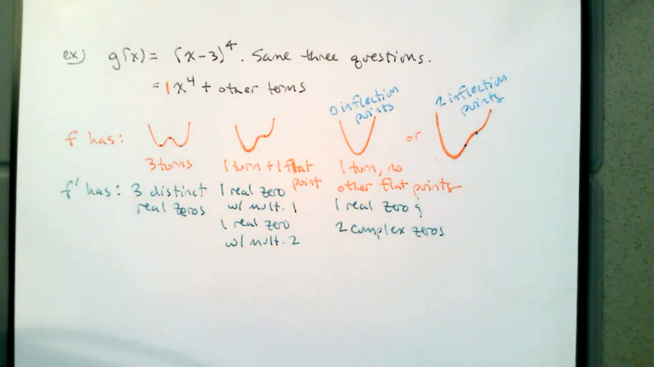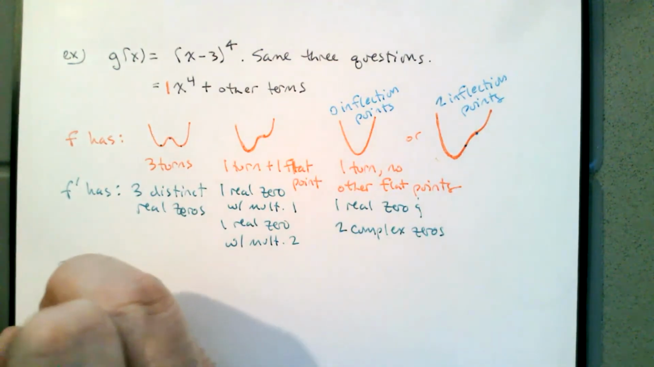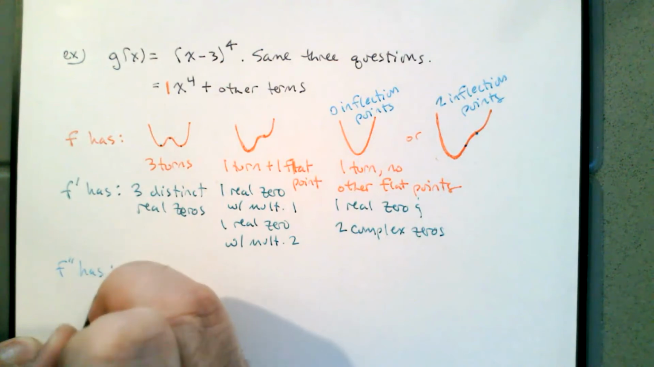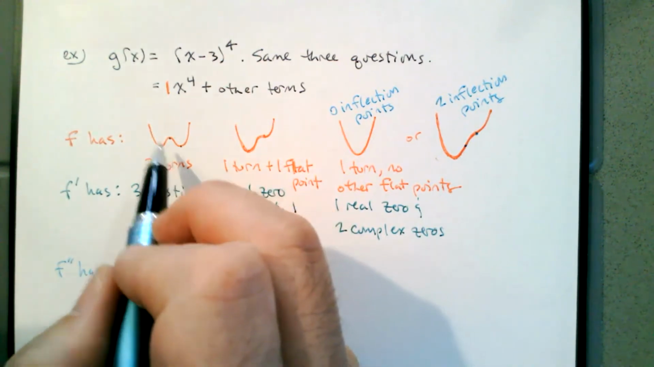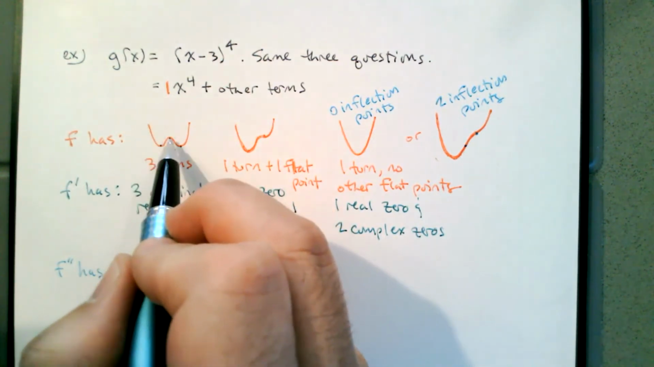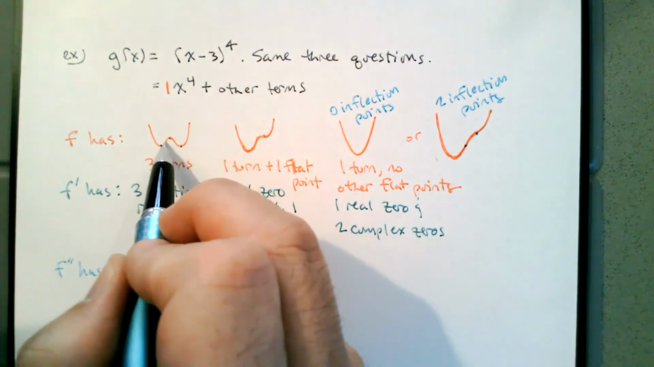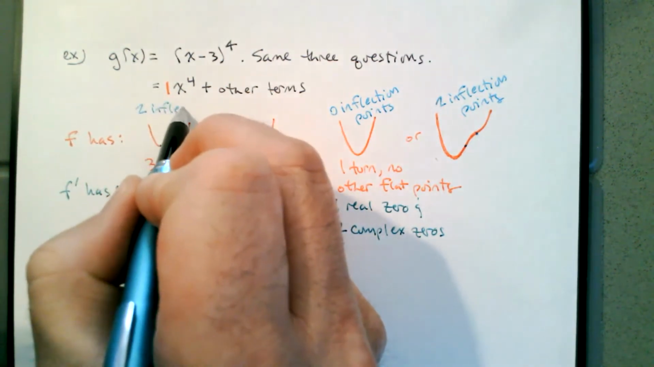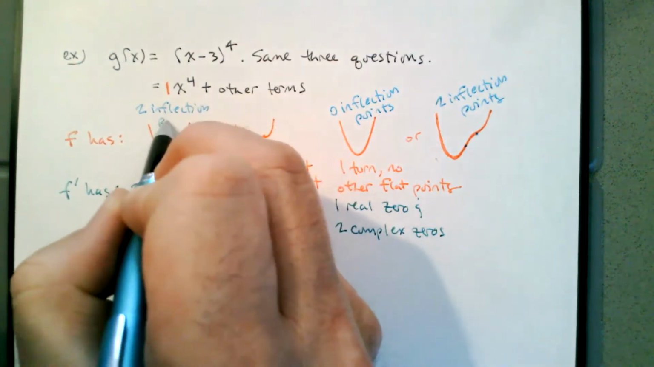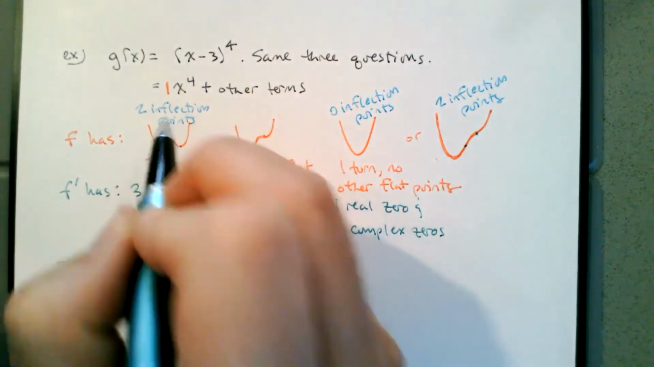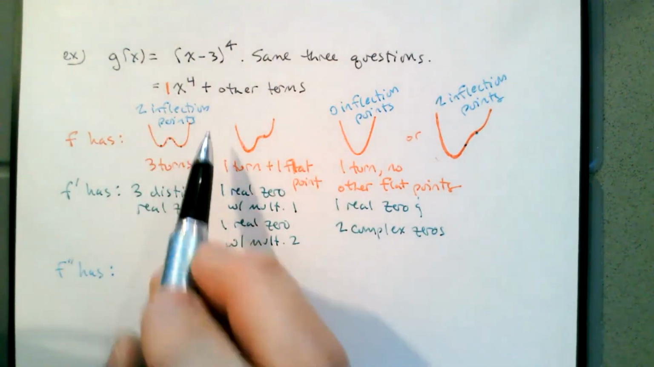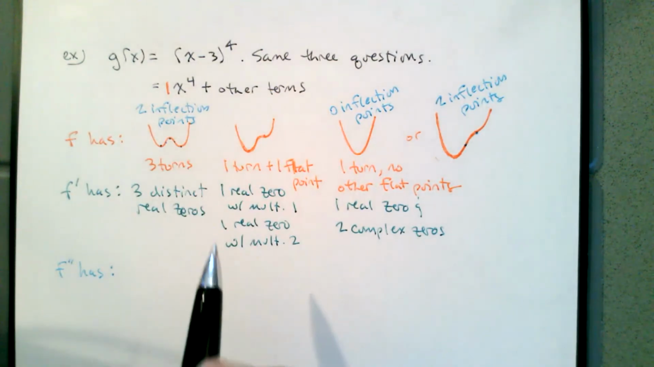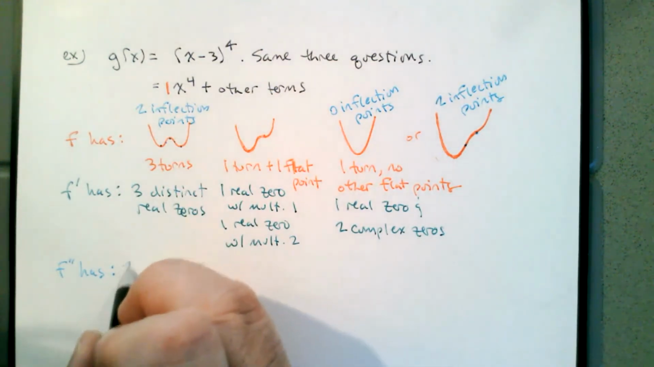Inflection points come from the second derivative. The second derivative is going to be quadratic. Notice in this 3-turn case, we're concave up, concave down, and then concave up again, which means you must have 2 inflection points. If there are 2 inflection points, then the second derivative must have 2 distinct real zeros.